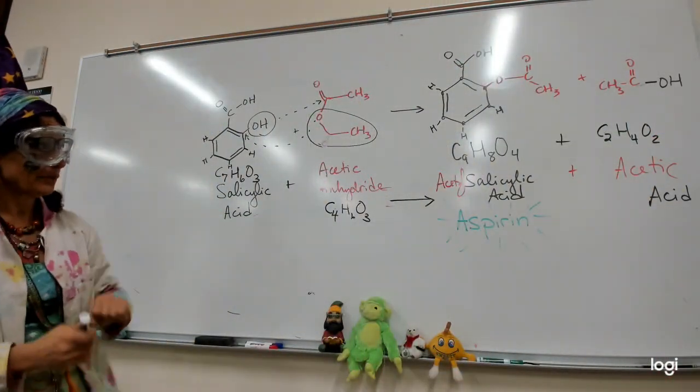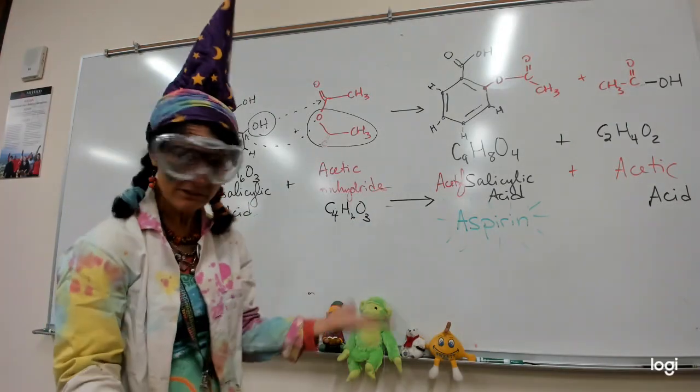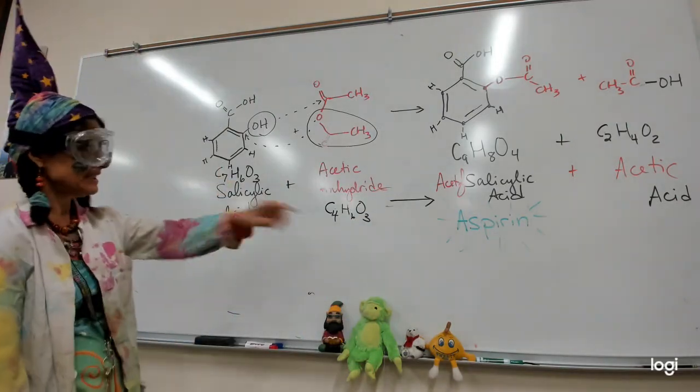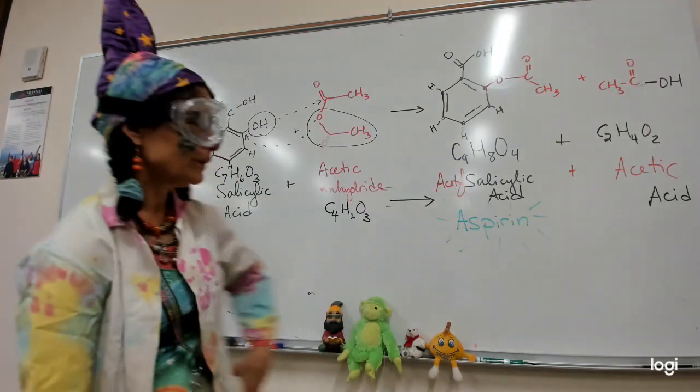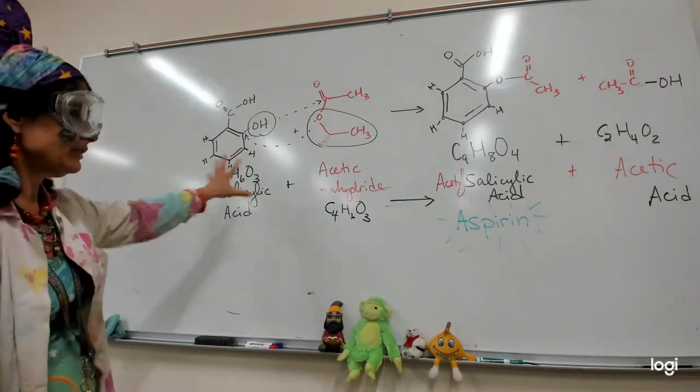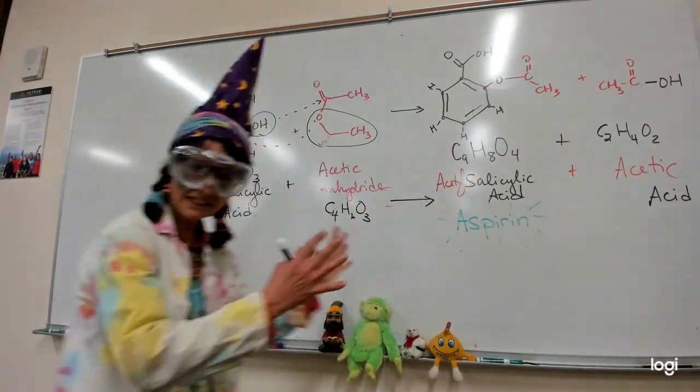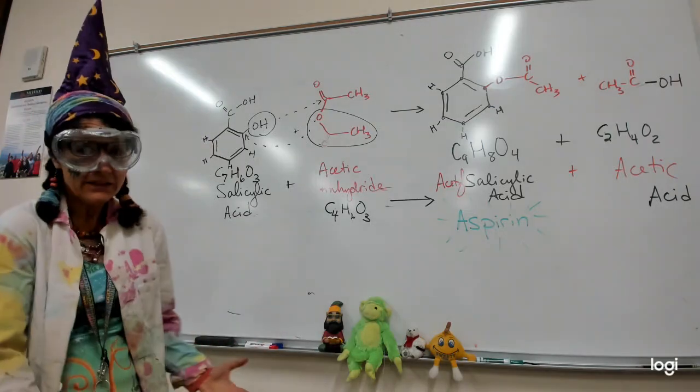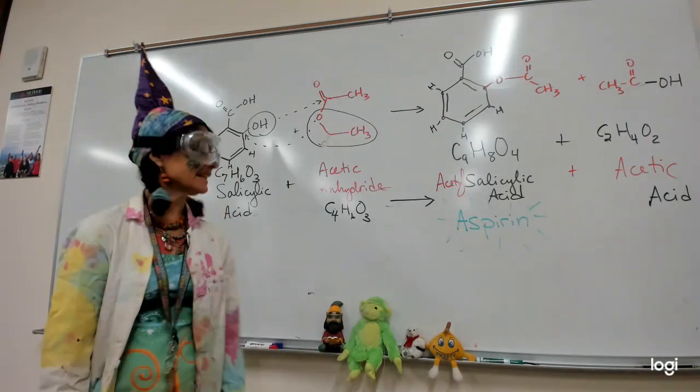So does it all add up? Well, 7 plus 4 is 11. 9 plus 2, we have 11 carbons. 6 plus 6 is 12 hydrogens. 8 plus 4 is 12 hydrogens. And then 3 plus 3 is 6. 4 plus 2, so we just rearranged. It's a kind of exchange reaction in organic chemistry.